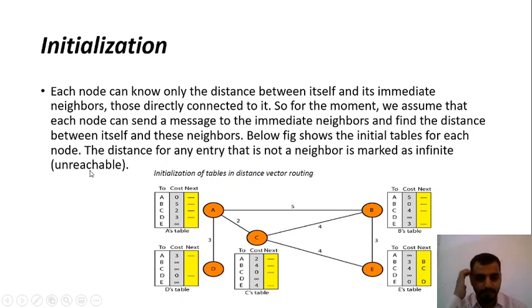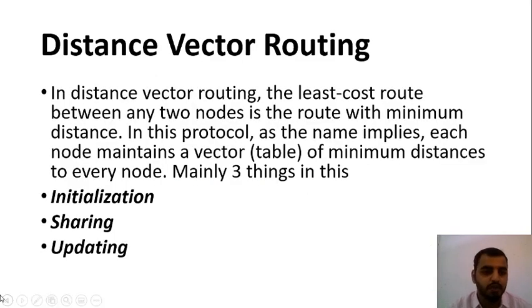Like I have said, for each of the nodes which are directly connected, which are neighbors, we write the initial cost and construct a local table. So this is the first step, in which we are initializing the router tables.